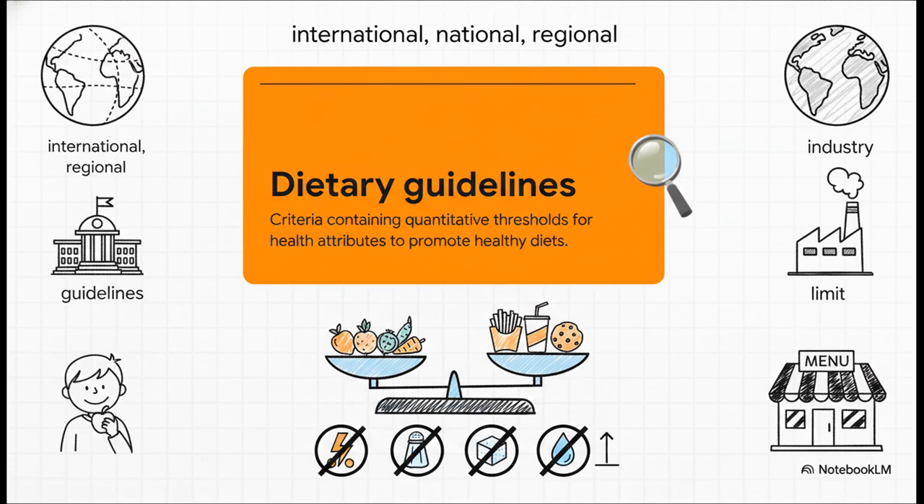Finally, we need to define dietary guidelines. These have to be publicly available national or industry guidelines. And here is the real kicker. They must have actual quantitative thresholds for health attributes. So those vague marketing claims like made with real fruit or kid approved? Yeah, those don't cut it here at all. We are talking strict numerical limits on calories, sodium, sugars, and fats.